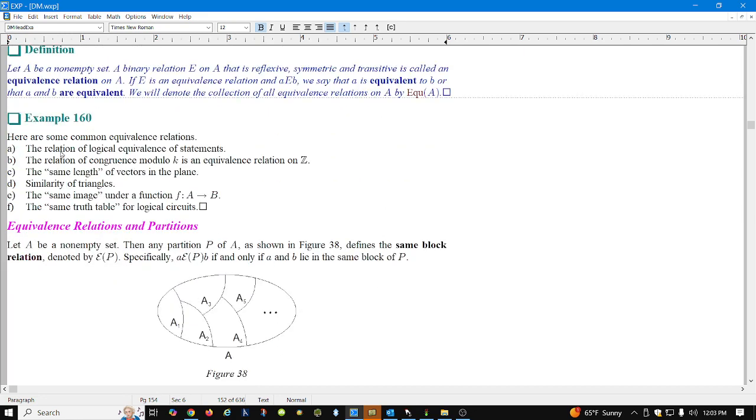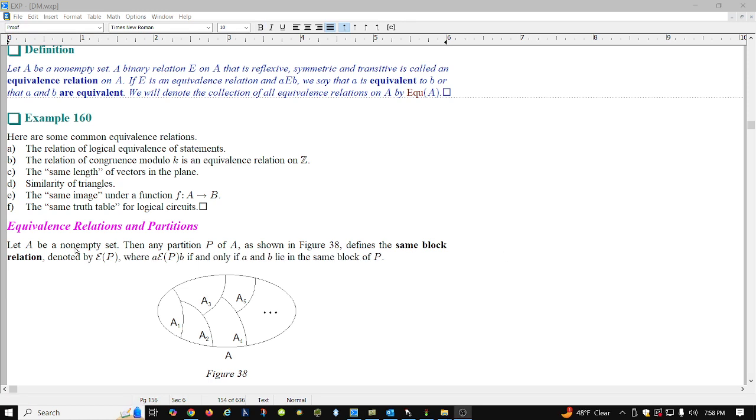Some simple examples. Logical equivalence is an equivalence relation. So is congruence mod K. Same length of vectors in the plane. Similarity of triangles. Same image under a function is an equivalence relation. Same truth table for logical circuits.